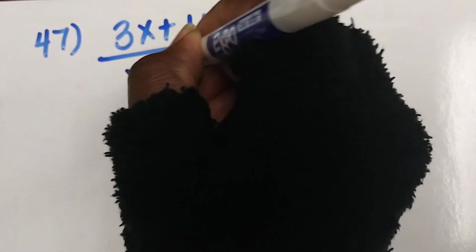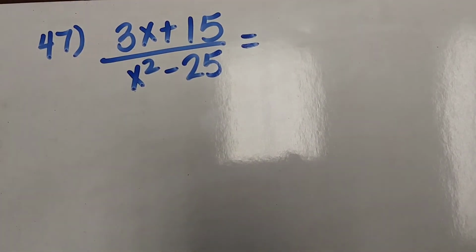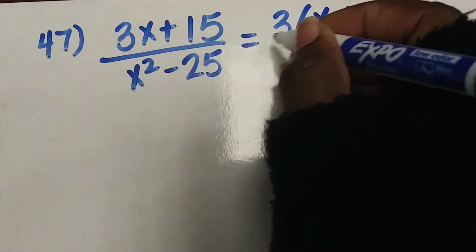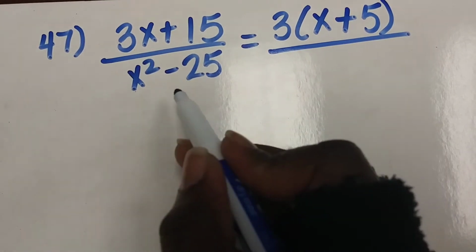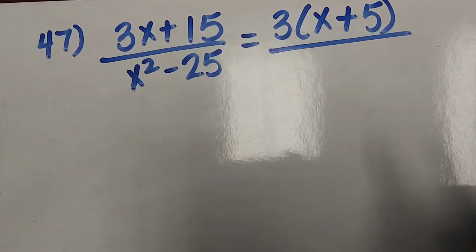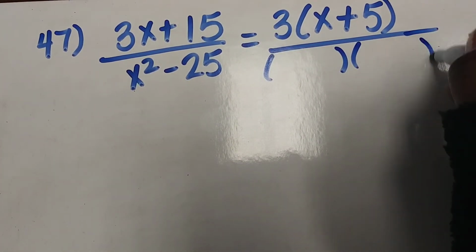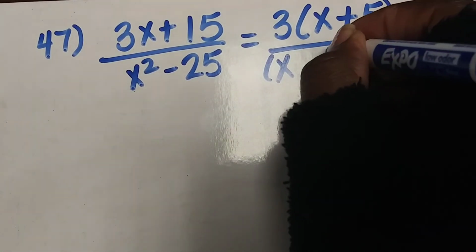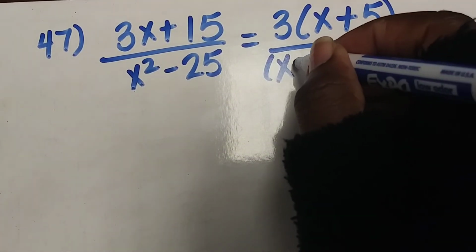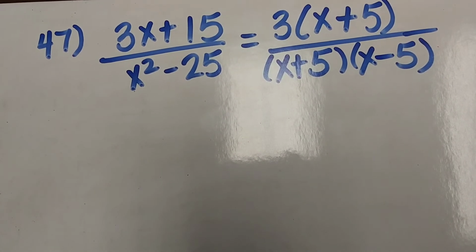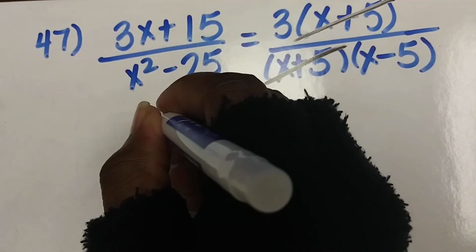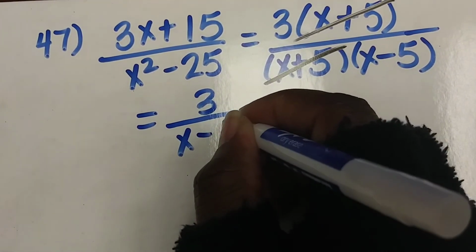3x plus 15 over x squared minus 25. In my numerator, my greatest common factor is 3. 3 goes into 3x x times, plus 3 goes into 15 5 times. In my denominator, this is a perfect square. When I think about perfect squares, I want to think about conjugates. So we have x times x. The square root of 25 is 5. And when we think about conjugates, the signs will be opposite of each other. What can I cancel out? So my answer is 3 over x minus 5.